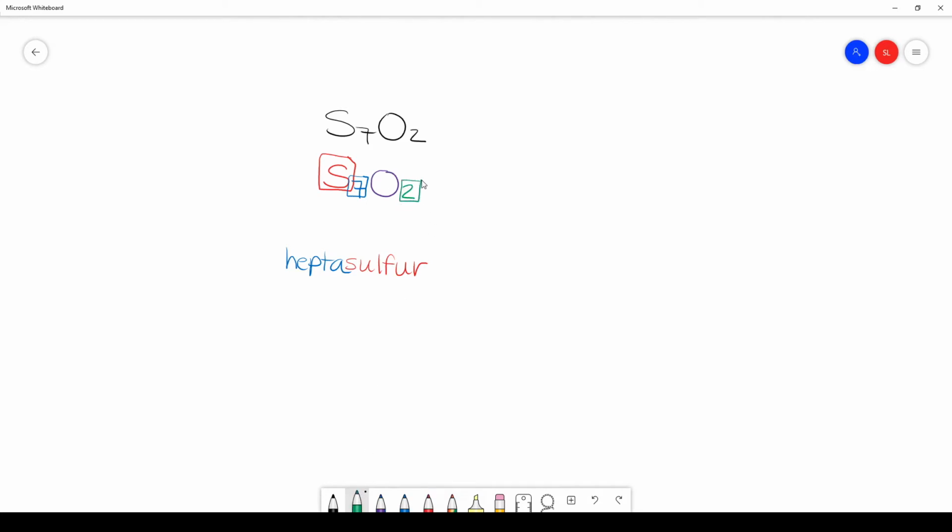Our second subscript is a 2, which gives us the prefix di. And our second symbol, symbol 2, is O for oxygen. But because this is element 2, we have to write this as root plus ide, and it becomes oxide. So our full name is heptasulfur dioxide.